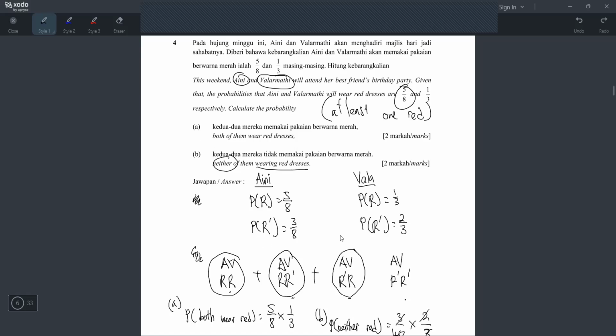Tapi ada satu cara lain. You can also take 1 because total probability is 1. Okay, you can also take 1 minus this one, dapatlah balance, right? Because total probability is 1. So if you want to do fast for at least one rate, you can straight away take 1 minus yang ini to get this, right? Of course, you want to do it slow can also, like that. Yang ni tambah yang ni tambah yang ni, you will get the same answer, all right?